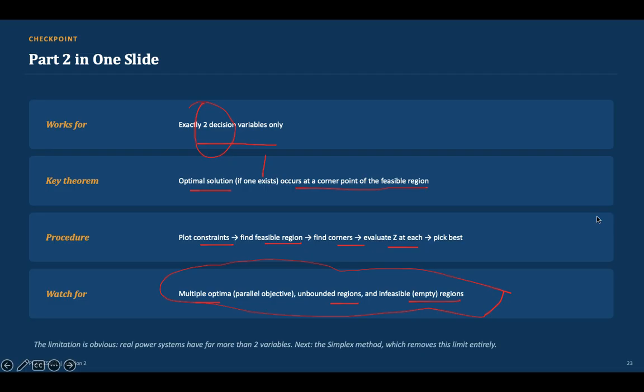The next thing is you can see there we also need to recognize multiple optimal solutions, unbounded problems, and infeasible problems also, right?